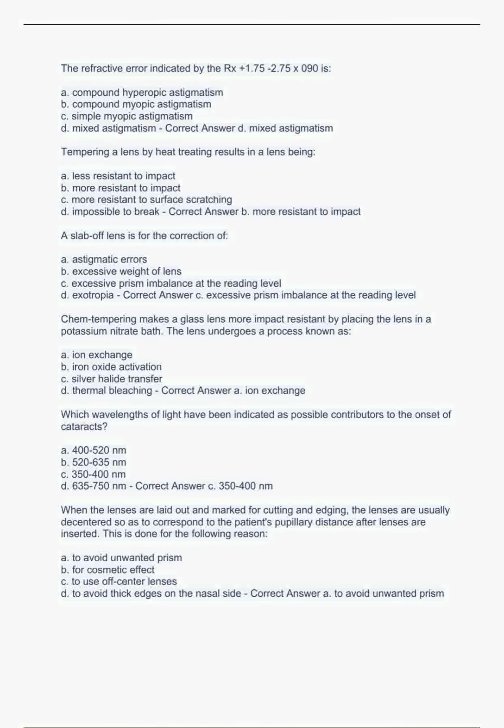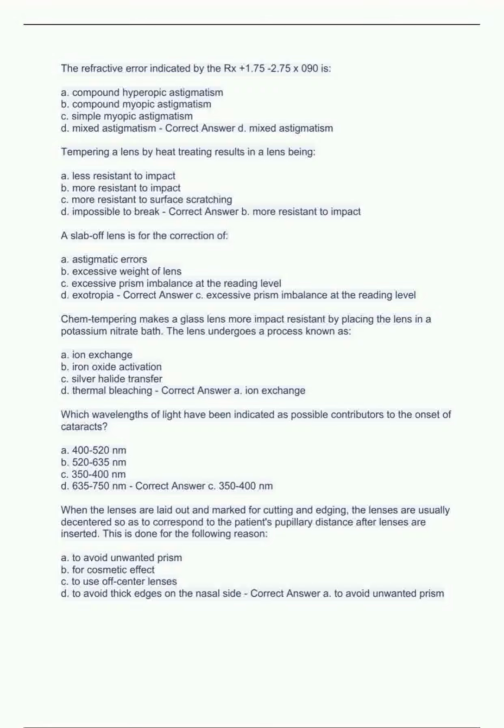Ion exchange. Which wavelengths of light have been indicated as possible contributors to the onset of cataracts? A. 400 to 520 nanometers. B. 520 to 635 nanometers. C. 350 to 400 nanometers. D. 635 to 750 nanometers. Correct answer C. 350 to 400 nanometers.